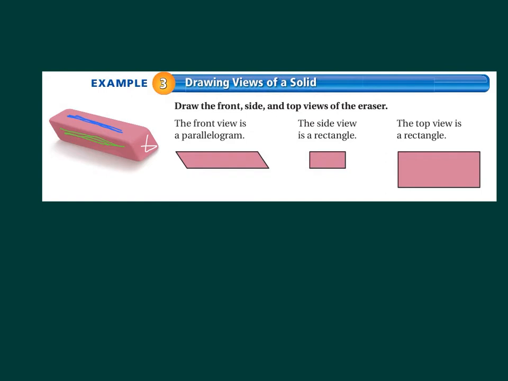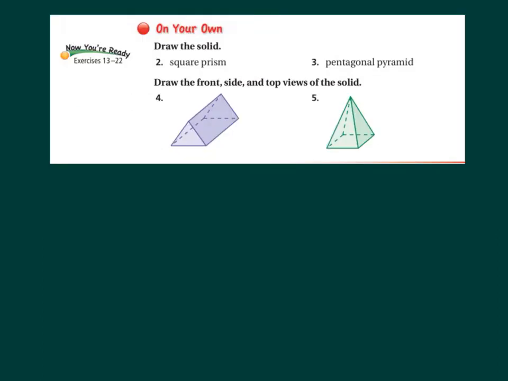So you can see that you have kind of a parallelogram, a small rectangle, and a big rectangle for those different views. So here to finish out the lesson, we have: draw a square prism and draw a pentagonal pyramid, along with draw the front, side, and top views of the solids. So pause the video, make sure you can draw those things, and I'll go over them with you in just a moment.